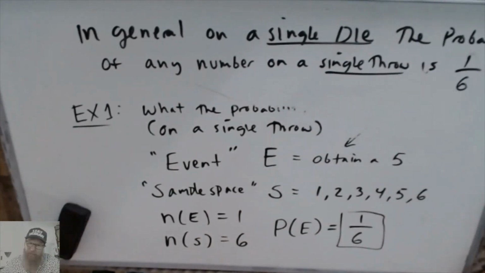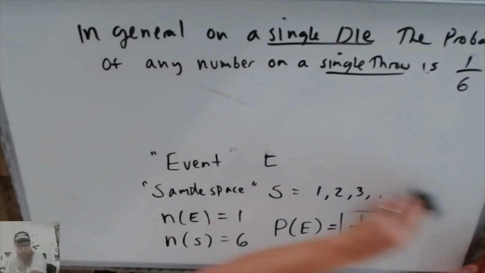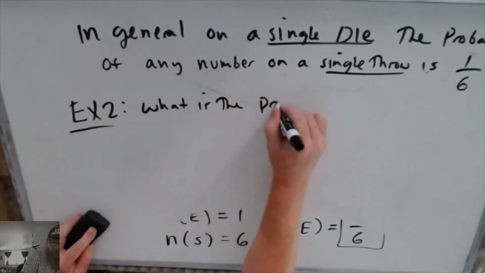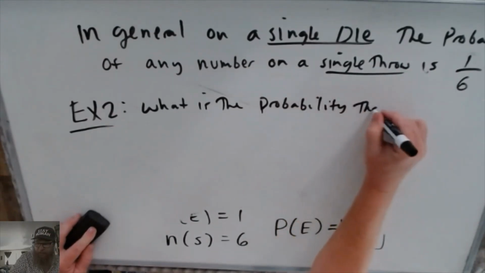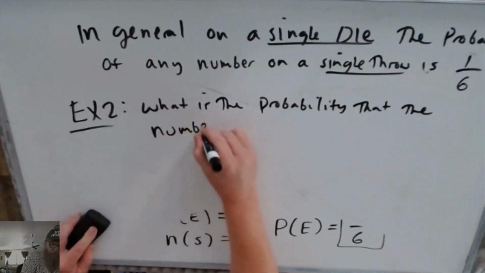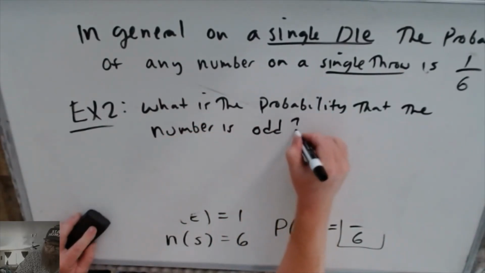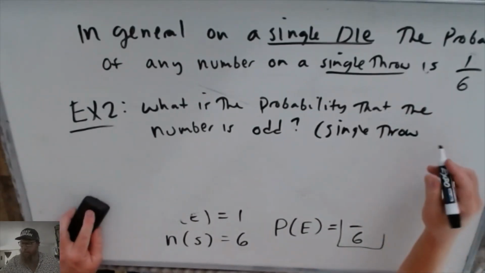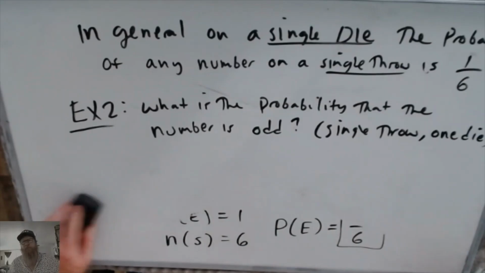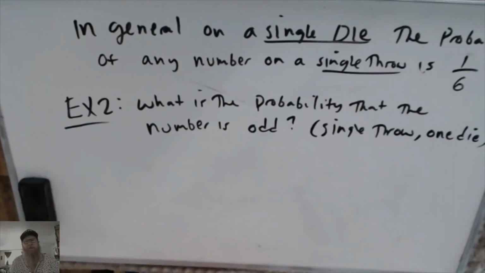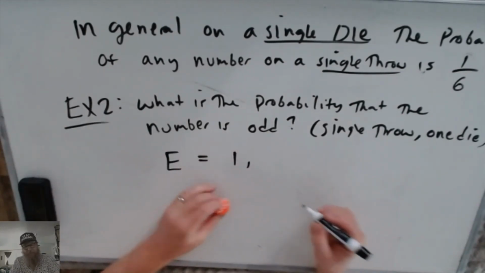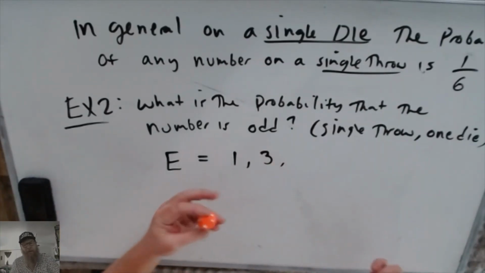So we're going to have to ask some more interesting questions than just a single number on a single throw. What is the probability that the number is odd? Again, on a single throw. Single die. So this time our event, we have 1, 3, and 5.